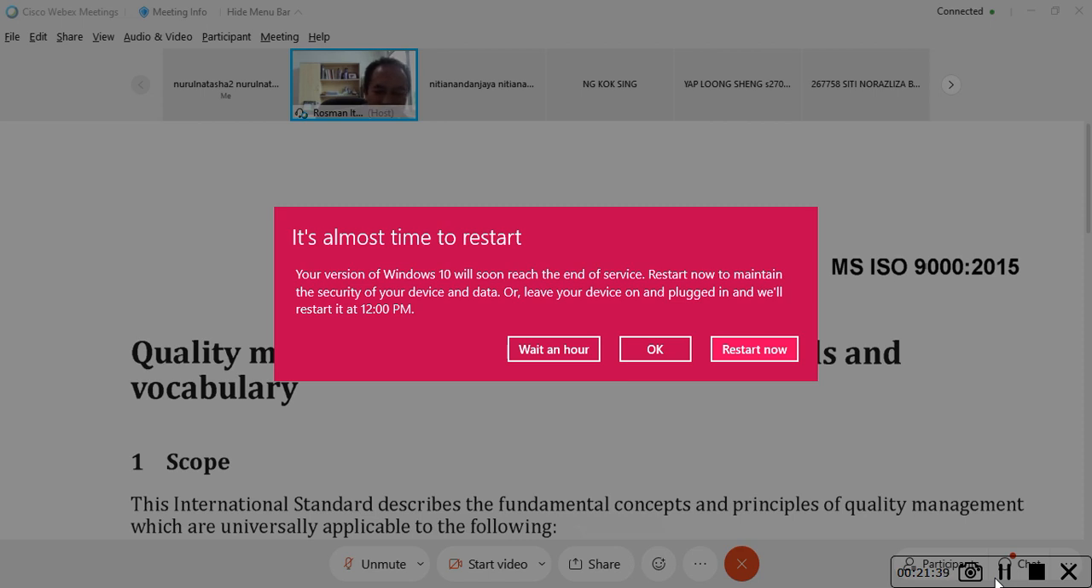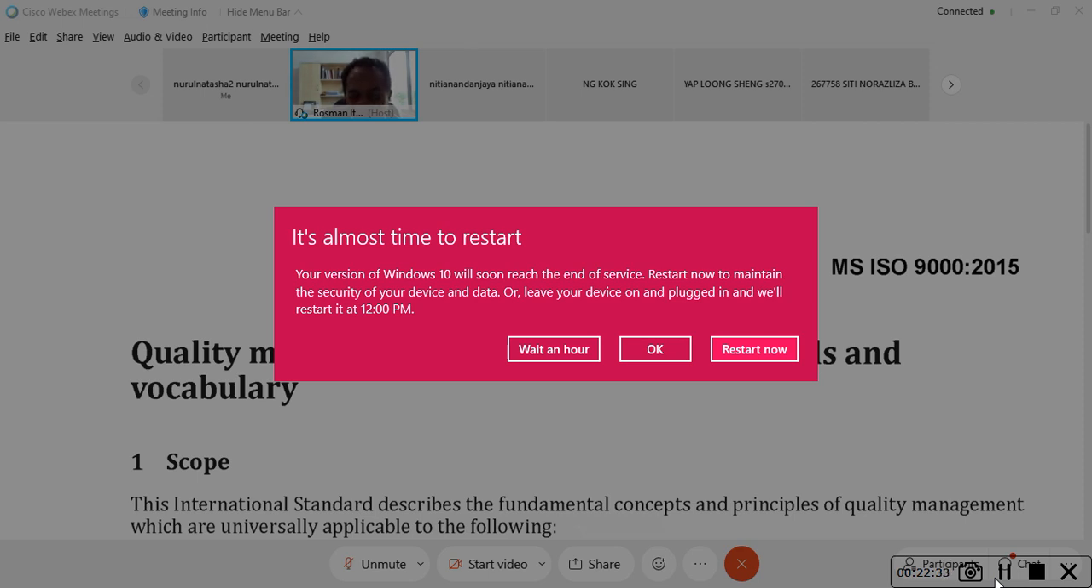So for whom? Number one, for organizations seeking sustained success through the implementation of the QMS, and for customers seeking confidence in an organization's ability to consistently provide products and services conforming to requirements. Then for organizations seeking confidence in their supply chain that product and service requirements will be met. Also organizations and interested parties seeking to improve communication through a common understanding of the vocabulary used in quality management, and organizations performing conformity assessment against the requirements of ISO 9001.